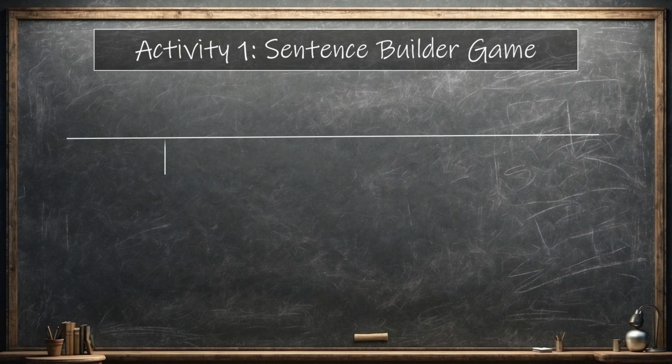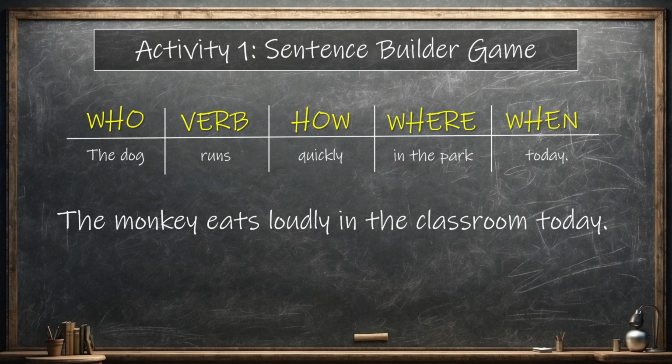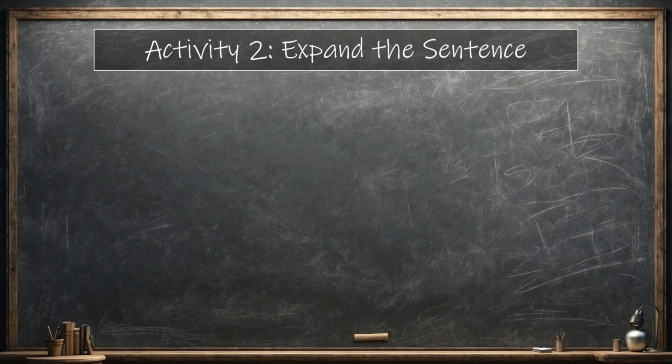Prepare 5 columns on the board. Who, verb, how, where, and when. Give an example. Students create funny sentences. This helps students see how different parts of speech build sentences. Write a simple sentence. The cat sleeps. Ask students to improve it step by step. Step 1. Add an adjective.